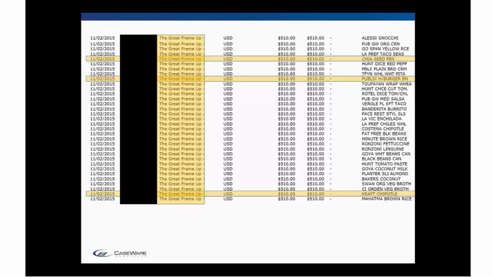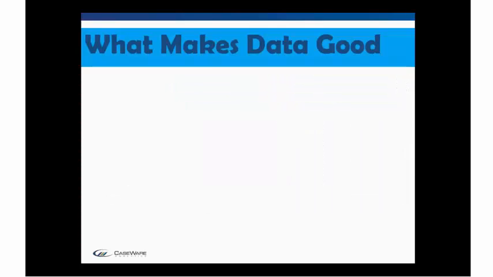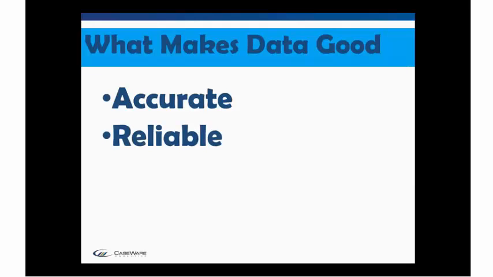So if you think about the IIA survey that said that a certain percentage of audit executives don't trust data coming from within, and obviously in certain instances we can't trust data coming from without, it sounds like we have a really tough situation on our hands. So let's talk about what makes good data. The data has to be accurate, number one, and reliable, number two. And I think our chia seed purchase from the Great Frame Up was neither accurate nor reliable.